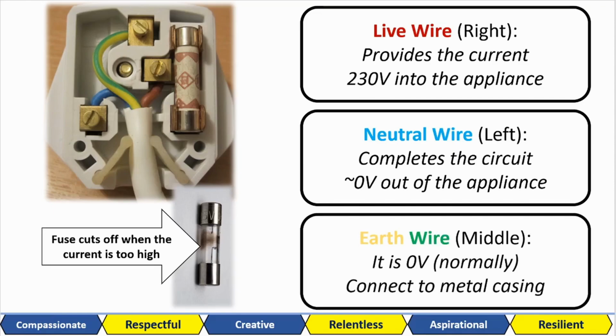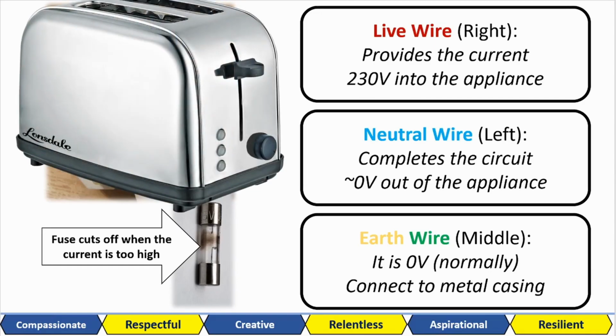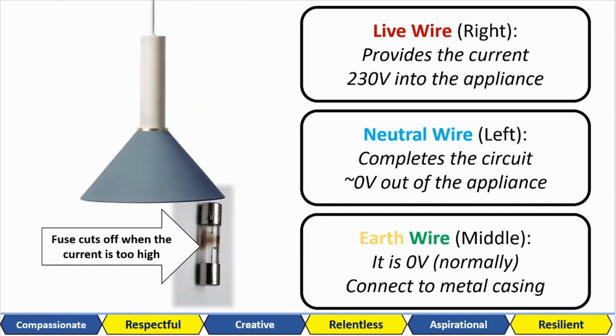The earth wire is the middle wire. The potential difference is normally 0 volts if everything's going well, and this is connected to the metal casing of appliances so that you don't get shocked if things go wrong. However, some appliances like ceiling lights do not have an earth wire because they don't have a metal casing, so there's little risk of an electric shock.